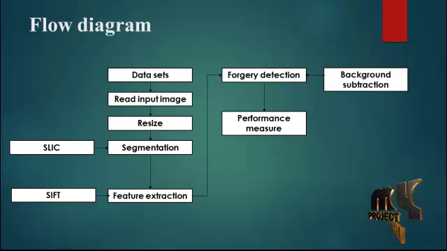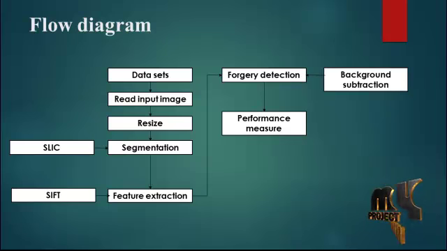The project flow diagram is the copy move forgery detection using complex datasets. Initially we are going to collect the dataset for our process. In the dataset we choose one image, and that image is going to be processed as the input image. Next we have to resize our input image.